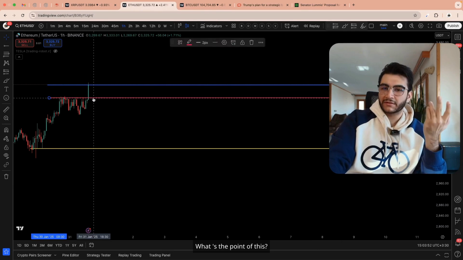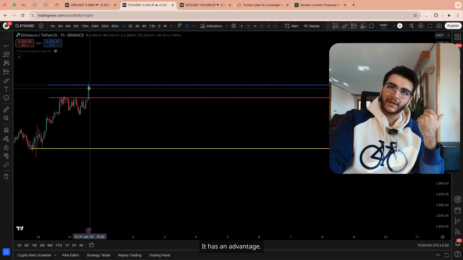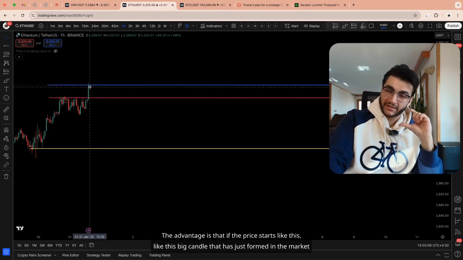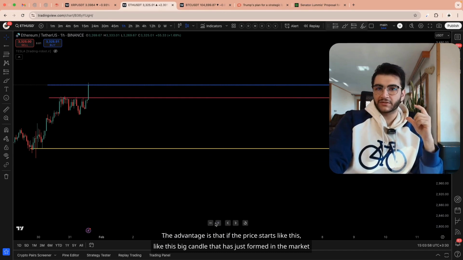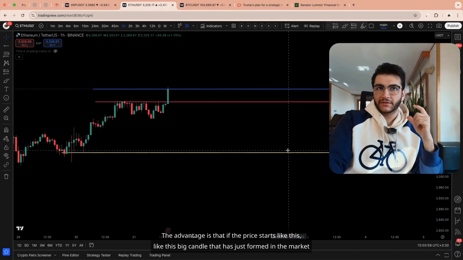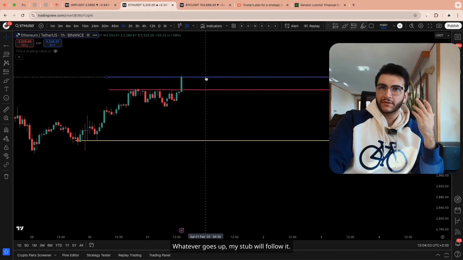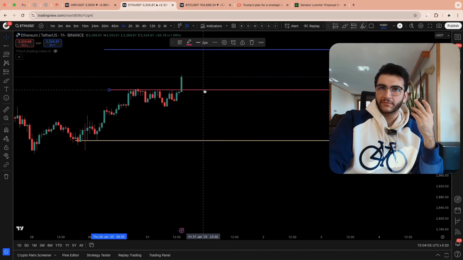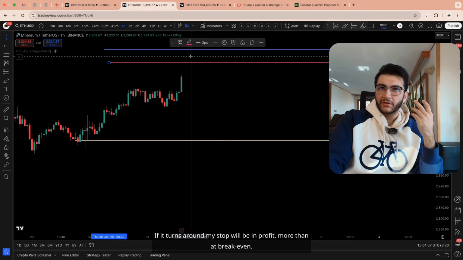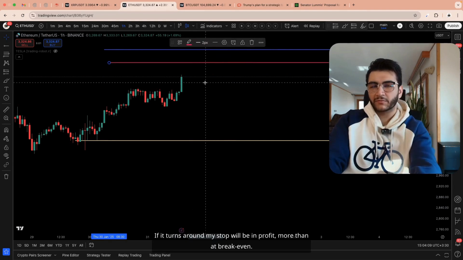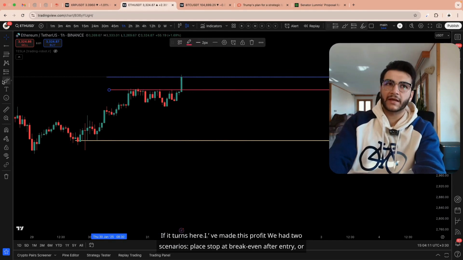What's the point of this? It has an advantage. The advantage is that if the price starts like this, with a big candle that has just formed in the market, whatever goes up, my stop will follow it. If it turns around, my stop will be in profit, more than at break even. If it turns here, I've made this profit.